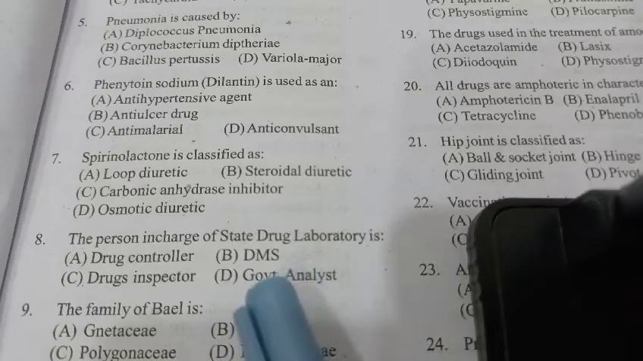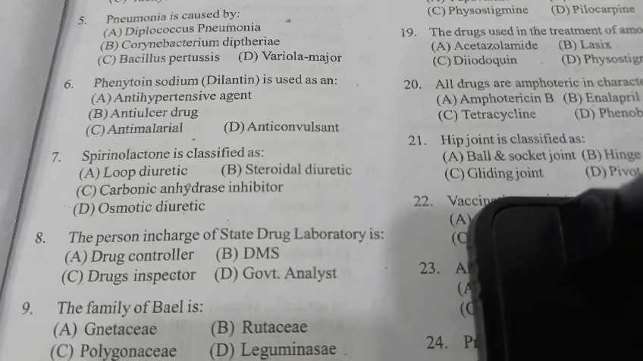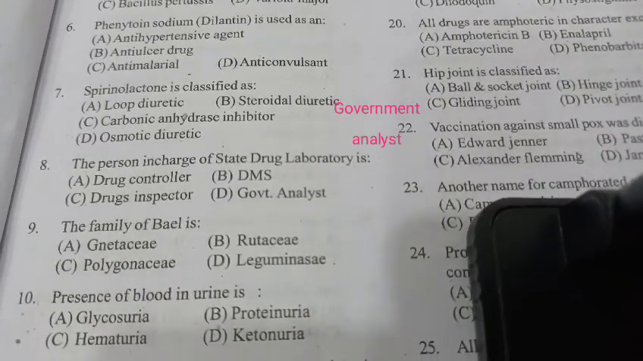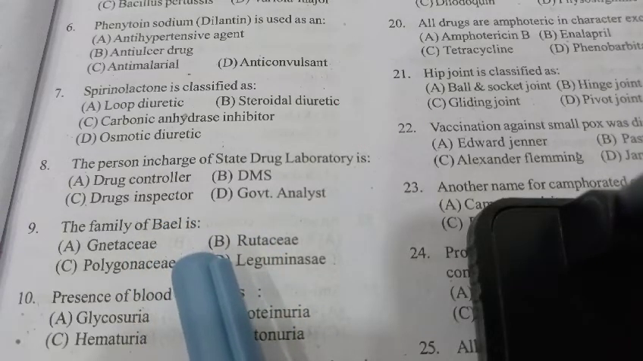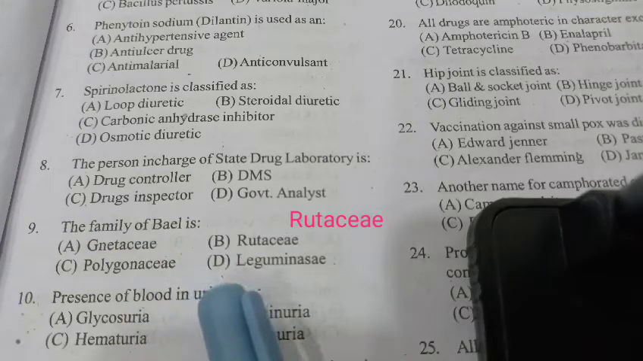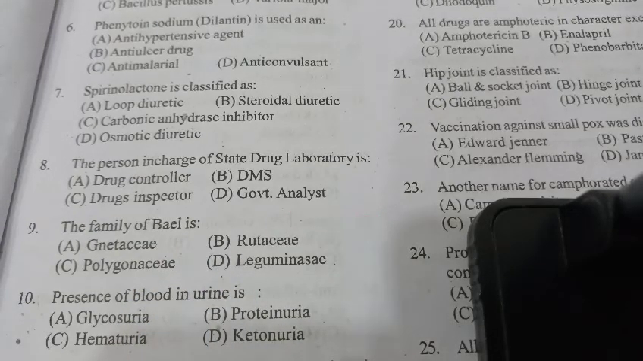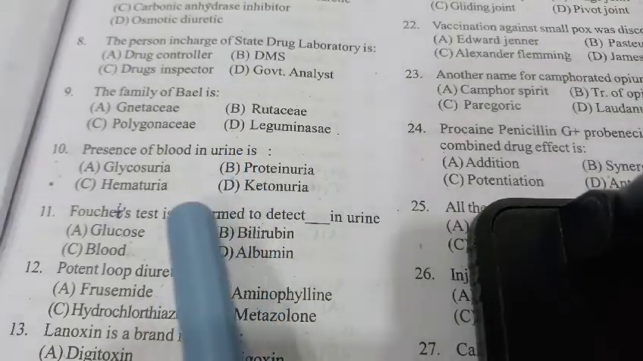The person in charge of State Drug Laboratory is Drug Controller, DMS, Drug Inspector, Government Analyst. So the person in charge is Government Analyst. The family of bael is Nitaceae, Rutaceae, Polygonaceae, Leguminosae. The answer is option B, Rutaceae. Presence of blood in urine is glycosuria, proteinuria, hematuria, ketonuria. Answer is C, hematuria.